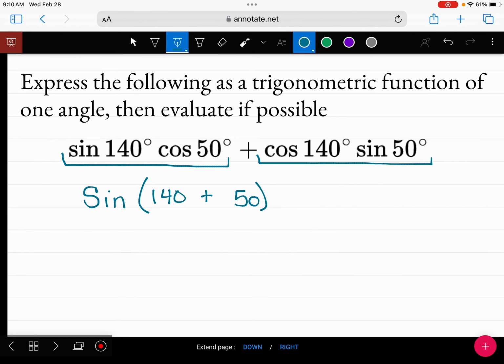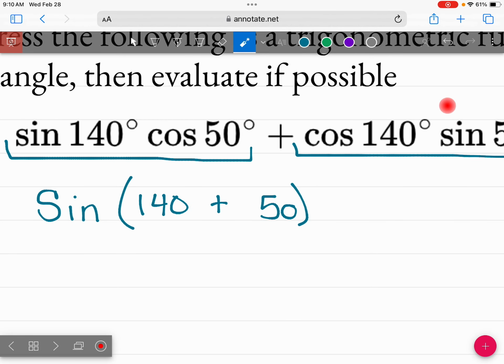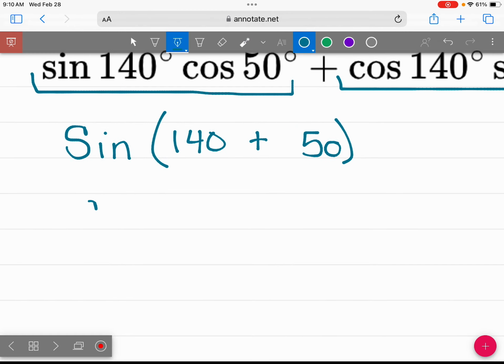This matches up with the sine formula. They just flip-flopped these because they're jerks. But it means the same thing. This is the product, and it doesn't matter what order we multiply things in. So they're really asking, when we simplify this, what is the sine of 190 degrees? Do we know the sine of 190?